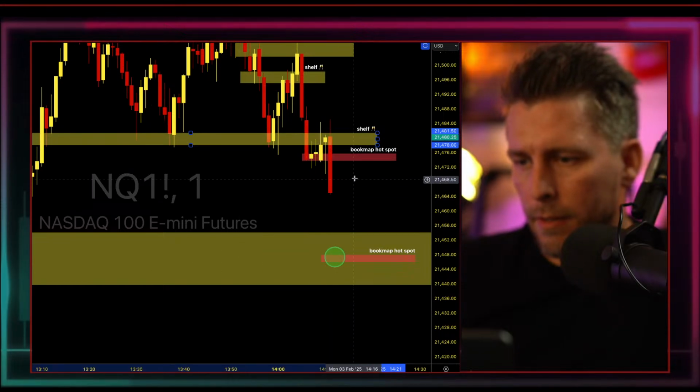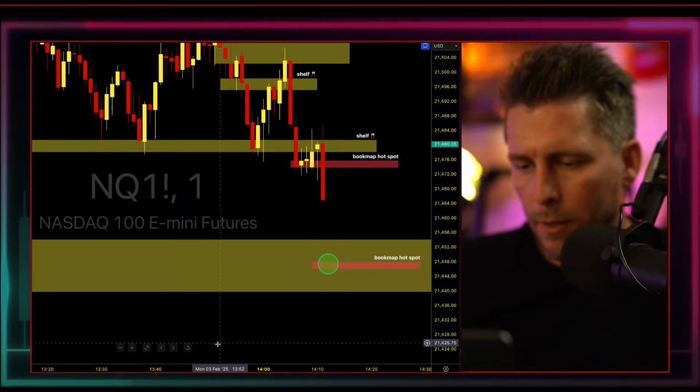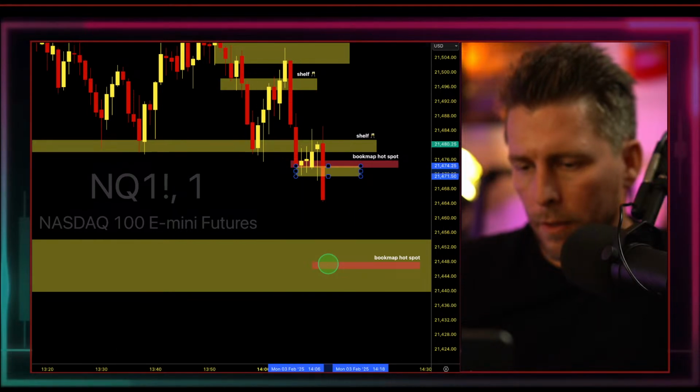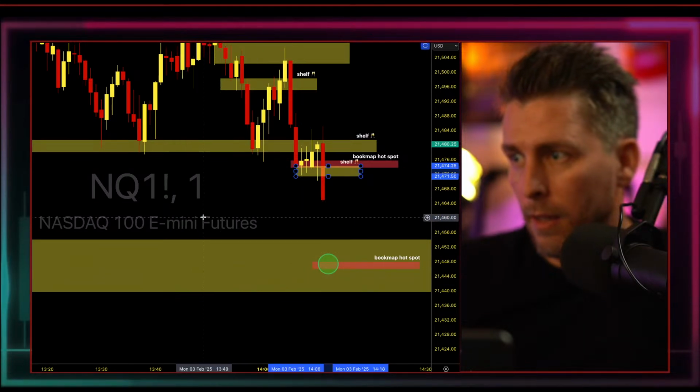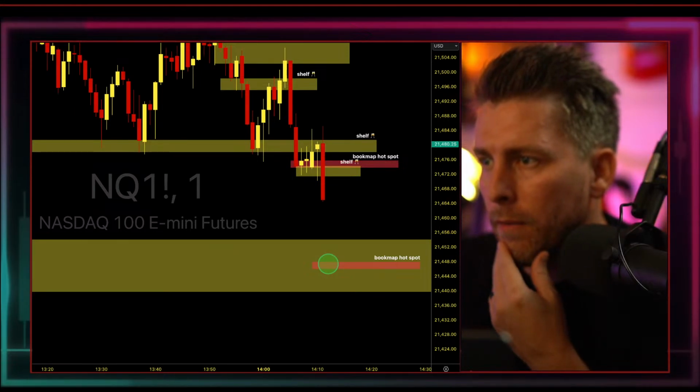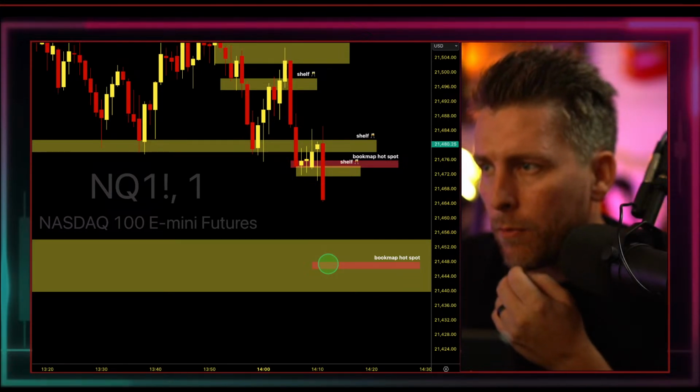Looking pretty nice. We got a shelf, so you could just trail this if you're in a short. Anybody in a short? Nobody's saying anything. Let's see. Still here. All right. Up about 4%. 4 on PAs.